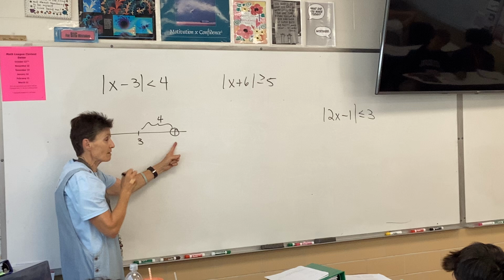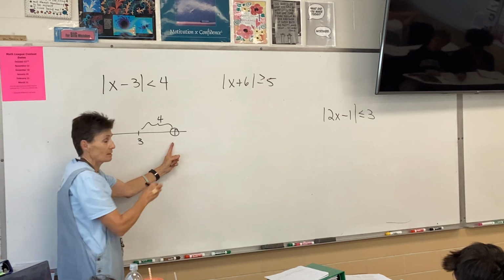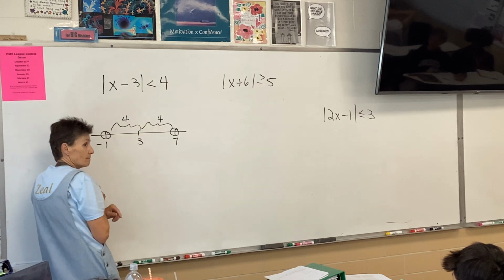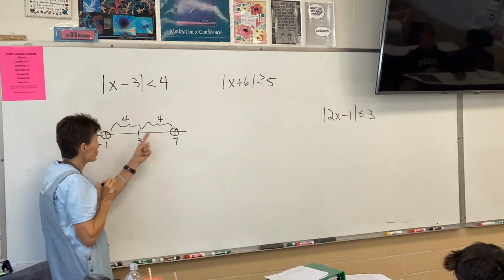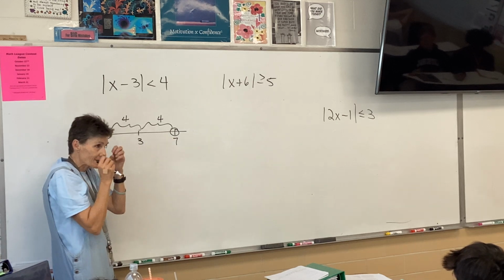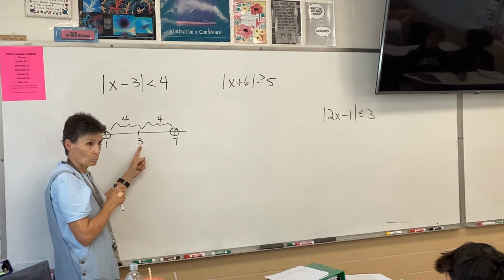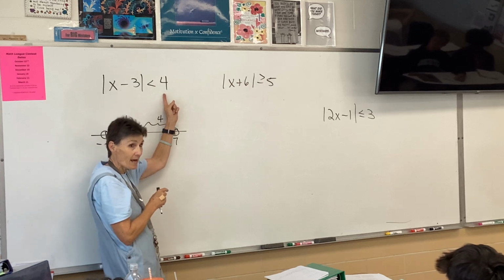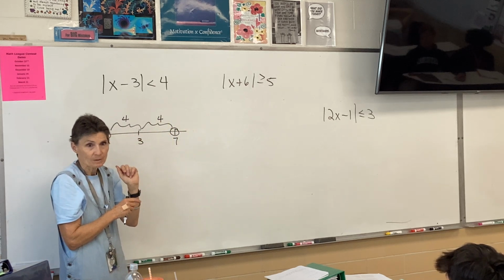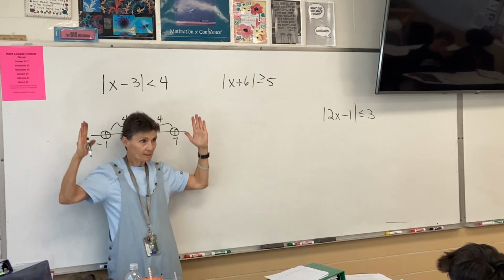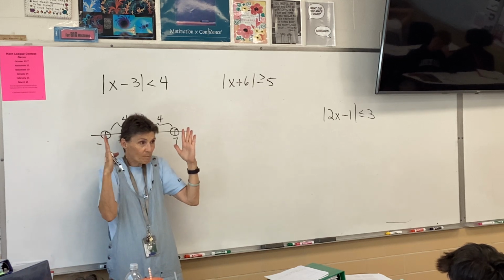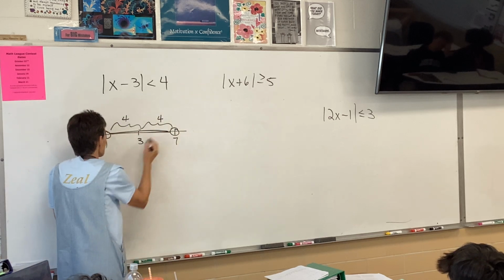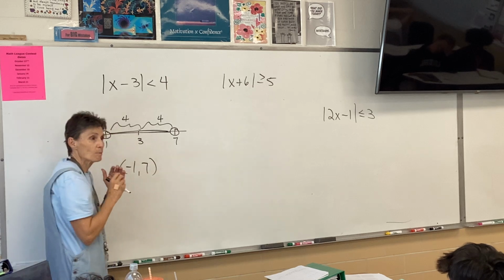So where is this x? If that distance is 4, this x has to be at 7. Where is this x? This is also 4, negative 1. Now, those 2 points are exactly 4 units away from 3. Would you agree with that? I want points that are less than 4 units away. So if these are the ones that are exactly 4, won't these be the ones that are less than 4? So I'm going to shade in between my 2 dots, and right there is the answer to the problem.